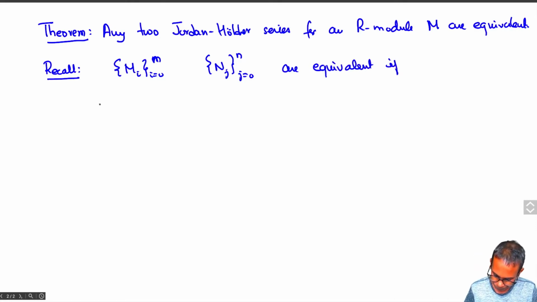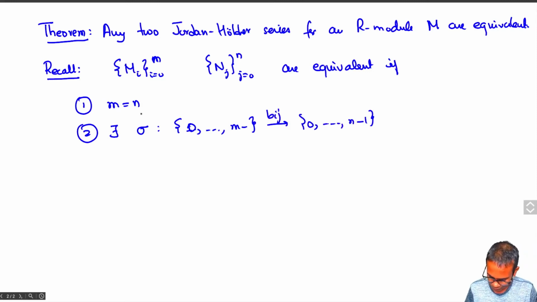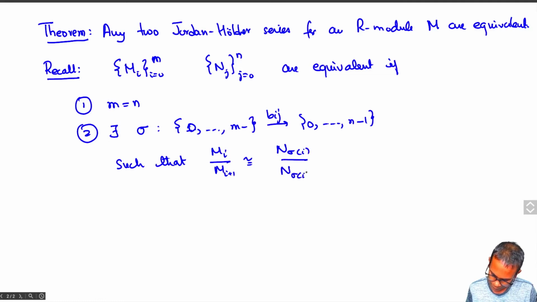if, one, m is equal to n, and two, there exists sigma from the set 0 to m minus 1 to 0 to n minus 1, a bijection, which kind of implies that m is equal to n, such that Mi modulo Mi plus 1 is isomorphic to N sigma i modulo N sigma i plus 1. Okay, and this will follow directly from Schreier's theorem.